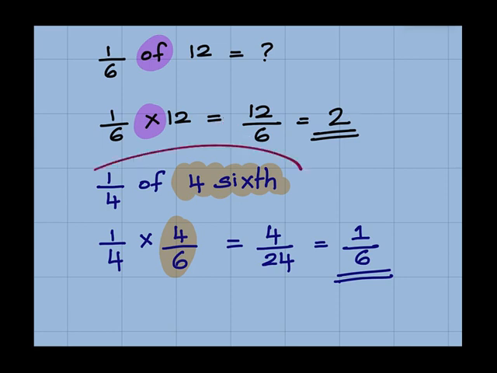1/4 of 4/6. What is the value of 4/6? It's 4 over 6. So when the problem is like so, just multiply the numerators. 1 times 4 is 4. And then multiply the denominators. 4 times 6 is 24. Now both are multiples of 4. 4 is a multiple of 4 and 24 is also a multiple of 4. So simplify it and it becomes 1 over 6 or 1/6.